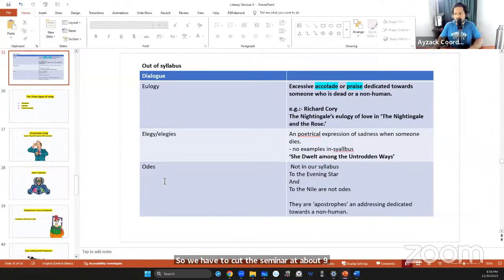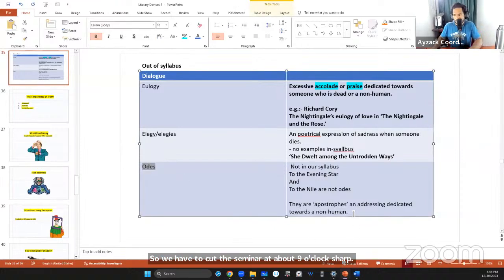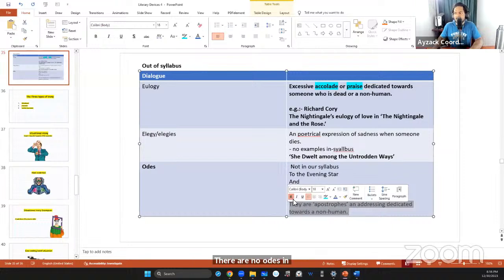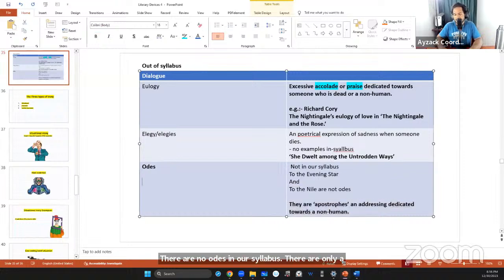There are no odes in our syllabus. There are only apostrophes in our syllabus. To the Evening Star and To the Nile are apostrophes. Here are examples for odes, okay? These are out of syllabus. We have the 5 great odes by John Keats. These are taught in the A-level syllabus, recognized by the GCE A-level syllabus.